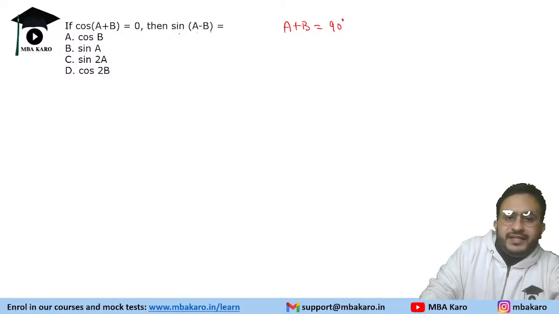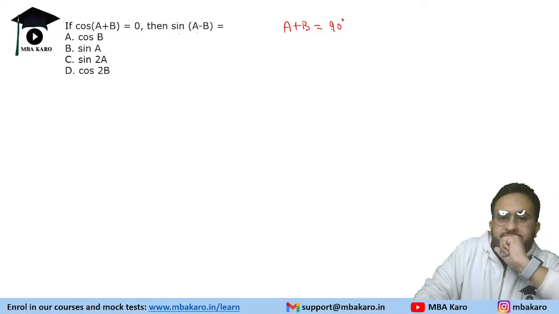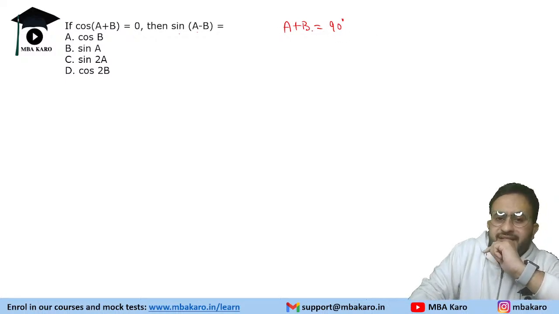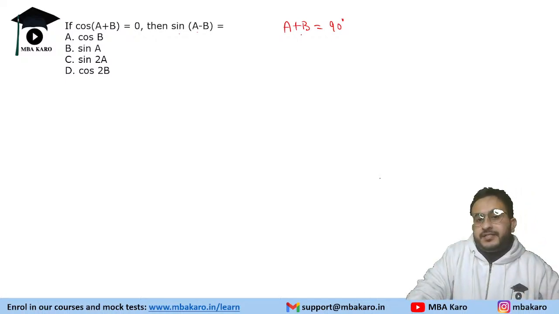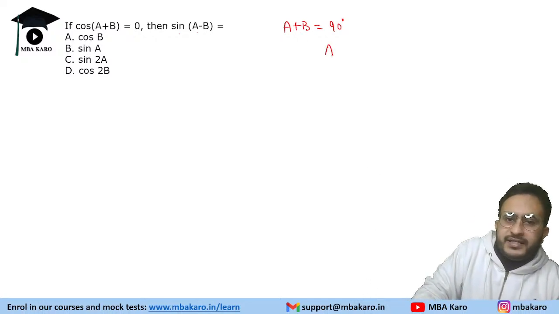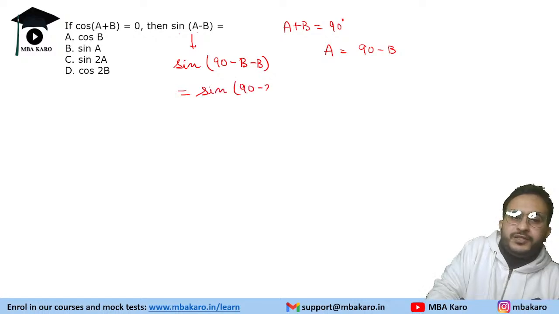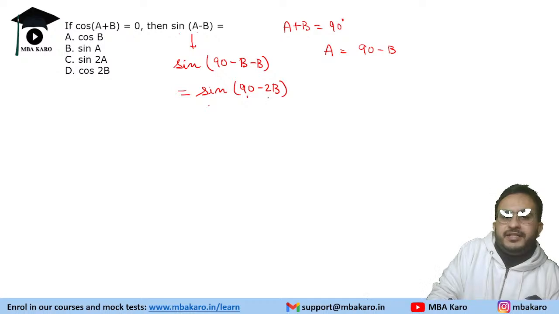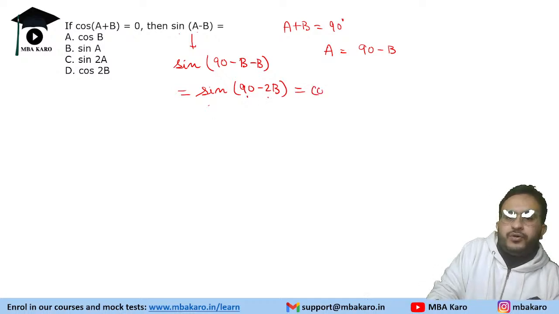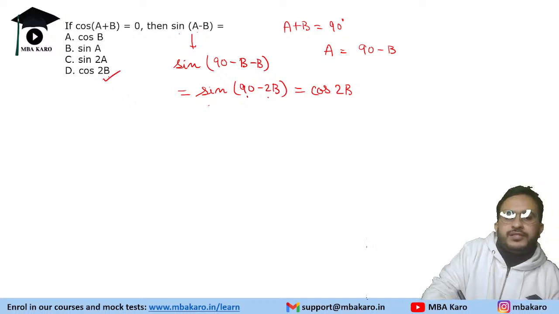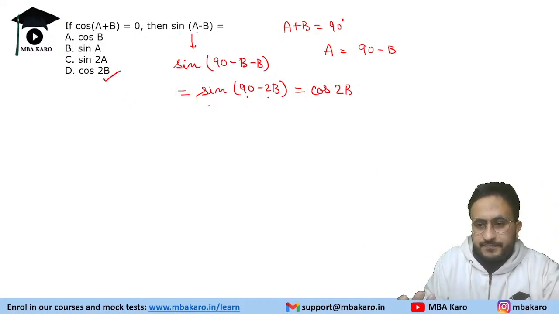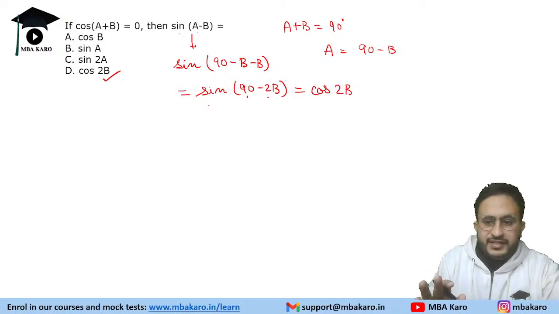we need to do sine a minus b, right? So a plus b is 90. So can we say that a plus b is 90, or we can say a is equal to 90 minus b. So sine of a minus b will be sine of 90 minus b minus b. So that is equal to sine of 90 minus 2b, right? So sine 90 minus theta is cos theta. So that is equal to cos 2b. Right? So this is how you solve using the identities.